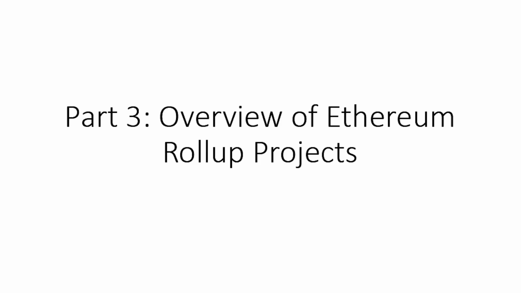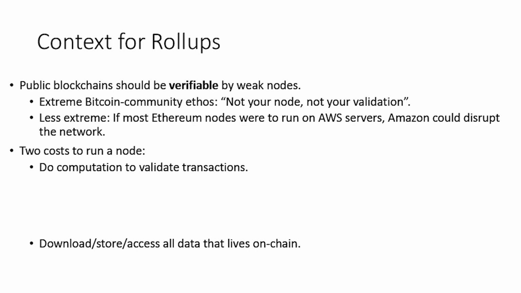Okay, rollups. Let me tell you what the context is for rollups and then how they work. So the idea is that public blockchains should be verifiable by weak nodes. You hear from the Bitcoin community, they'll take this to an extreme. They'll say if you're not running your own node, you just can't trust anything. So you want verifying the blockchain to be doable by certainly a laptop, maybe even a Raspberry Pi if you talk to the people who are extreme about this.